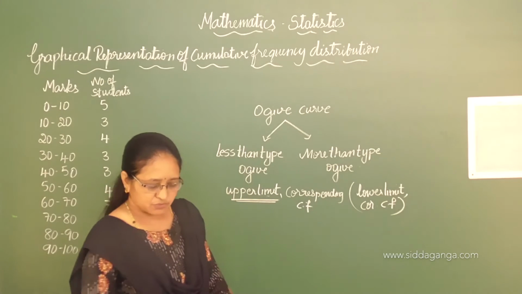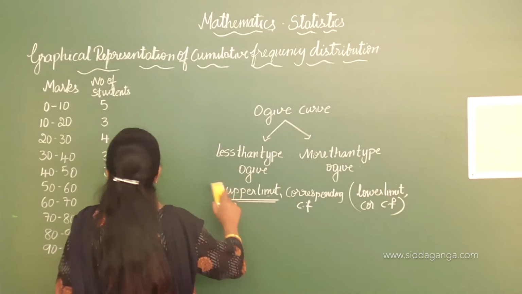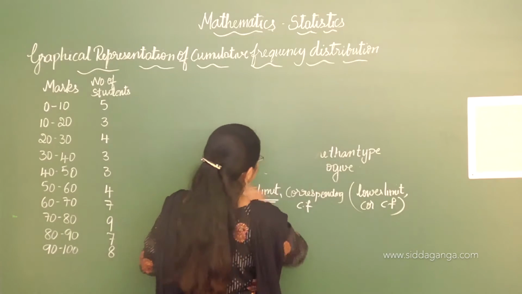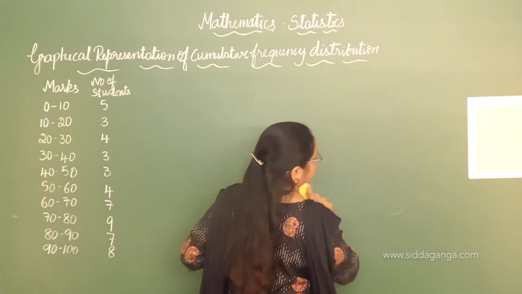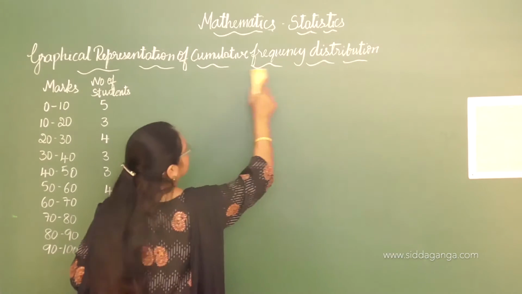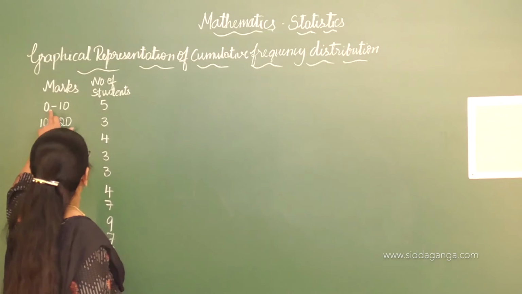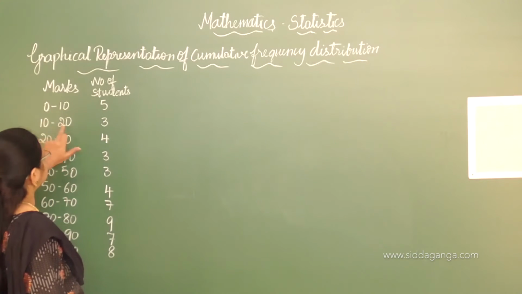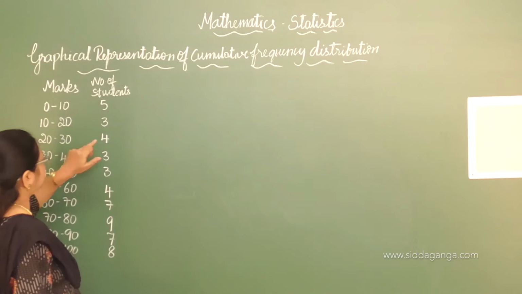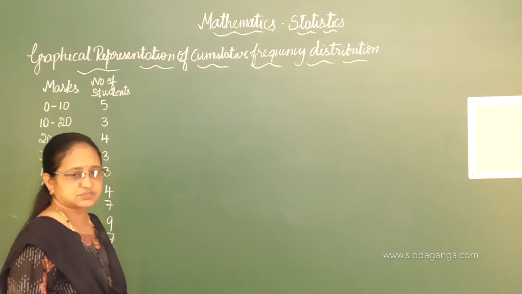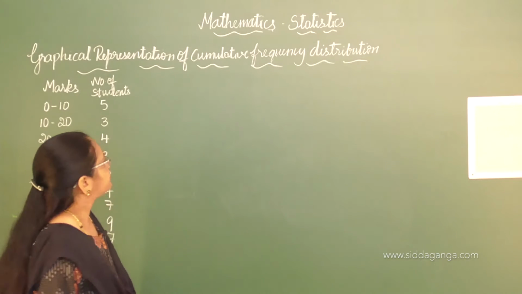Now for that we will take a question like this, marks obtained by the students. Here 0 to 10, 5 students; 10 to 20, 3 students; 20 to 30, 4 students we have. This is the question. One example I will show.